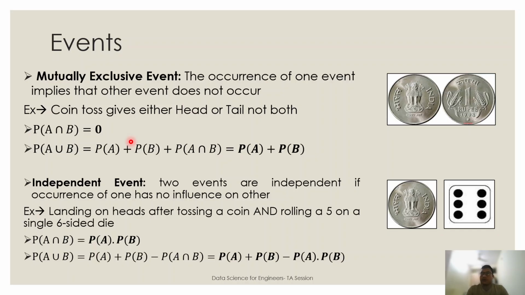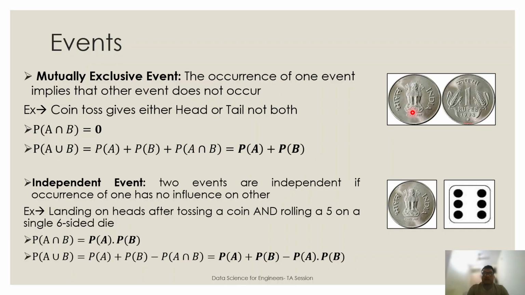Okay. I already explained the event, and now we will go into more depth on events. What are the different kinds of basic events? First, the mutually exclusive event. The definition is that the occurrence of one event implies that the other event does not occur. The simple example here is a coin toss. When you toss a coin, it gives you either head or tail, not both. So if a head appears when the coin falls down, it means that tail is not going to appear.